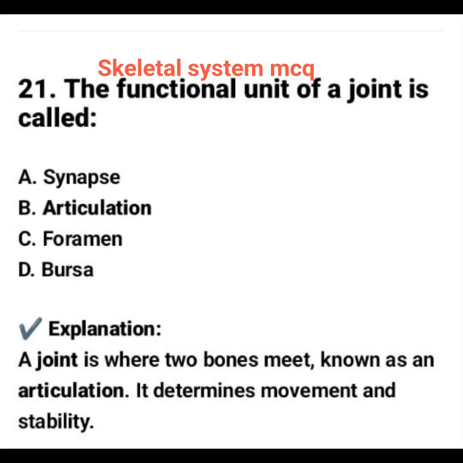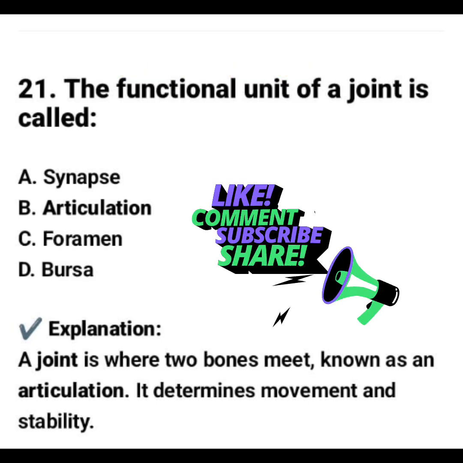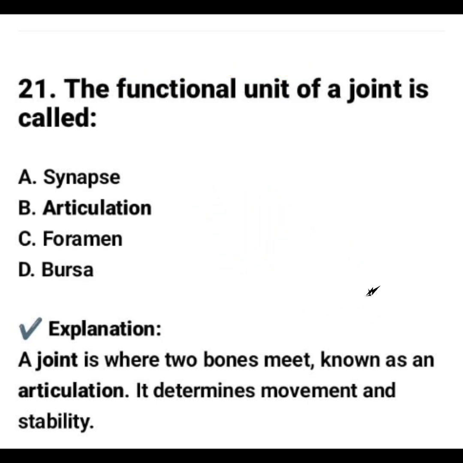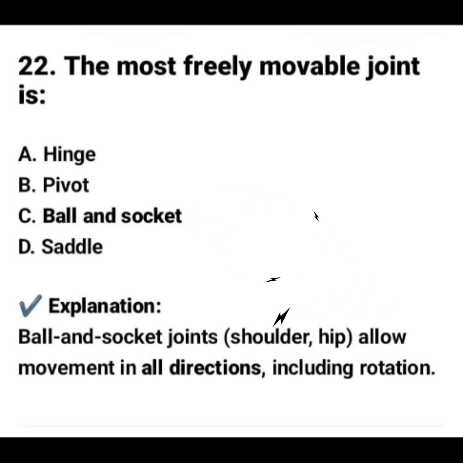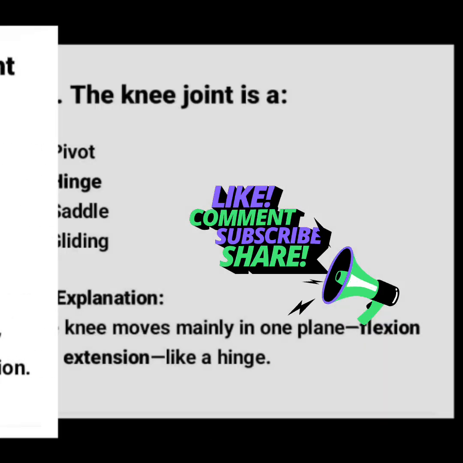The functional unit of a joint is called articulation. A joint is where two bones meet, known as an articulation. It determines movement and stability. The most freely movable joint is ball and socket joint. Ball and socket joints allow movement in all directions, including rotation.